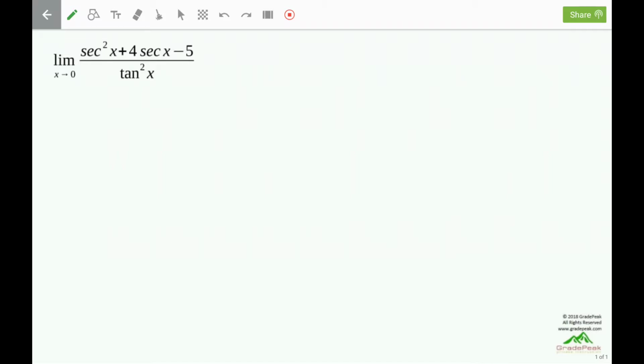Limit as x goes to 0 of secant squared of x plus 4 secant of x minus 5 over the tangent squared of x. The first thing we're going to do is try plugging a 0 in for each of the x's. That'll give us the secant of 0 quantity squared plus 4 times the secant of 0 minus 5. All of that divided by the tangent of 0 quantity squared.